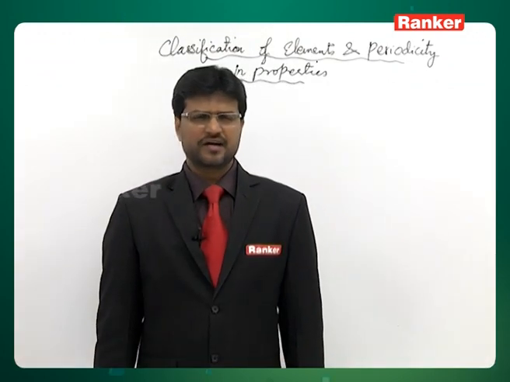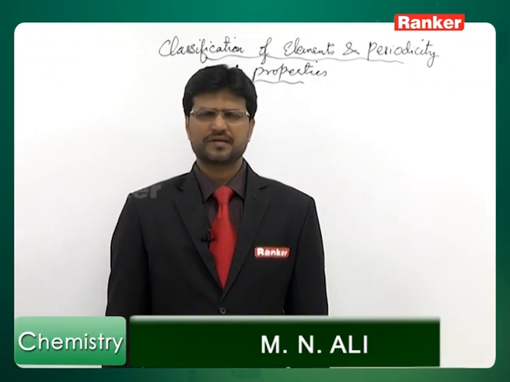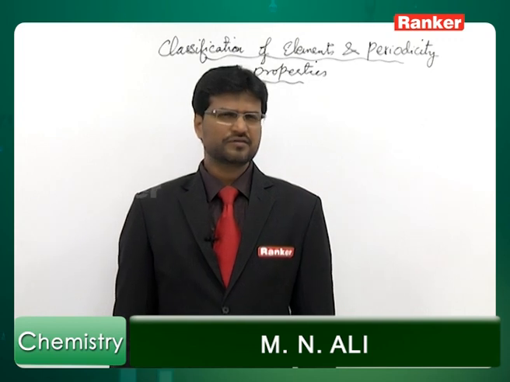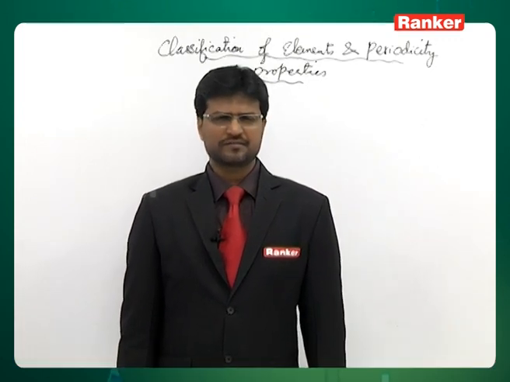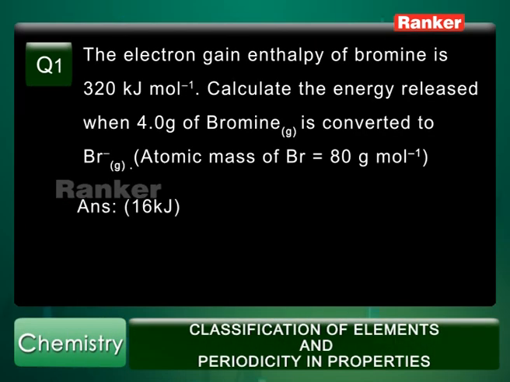Classification of elements and periodicity in properties. We are going to solve some multiple choice questions based on this topic. Question number 1. The electron gain enthalpy of bromine is 320 kilojoules per mole. Calculate the energy released when 4 grams of bromine is converted to Br minus. The atomic mass of bromine is given as 80 grams per mole.